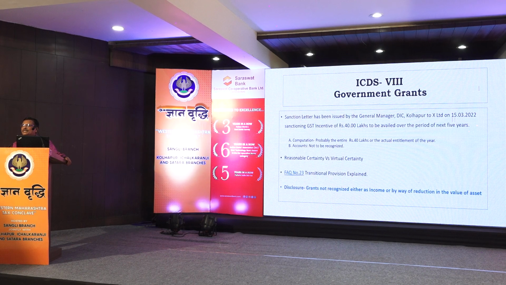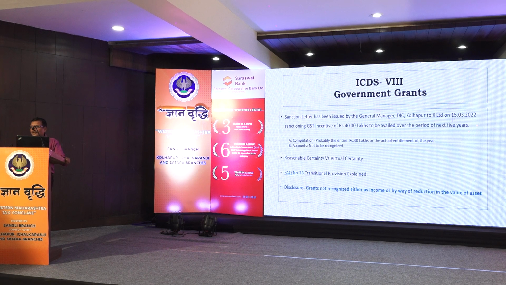Now how is this grant to be computed? It is in the form of reimbursement of your GST input credit and GST that you pay. So every year, based on the GST liability, you submit your GST returns, you submit your GST audit report, and based on that, they will calculate the proportion of this 40 lakh rupees, and you will be allowed a further sanction for a particular component out of this 40 lakh rupees for that particular year, the government grant.